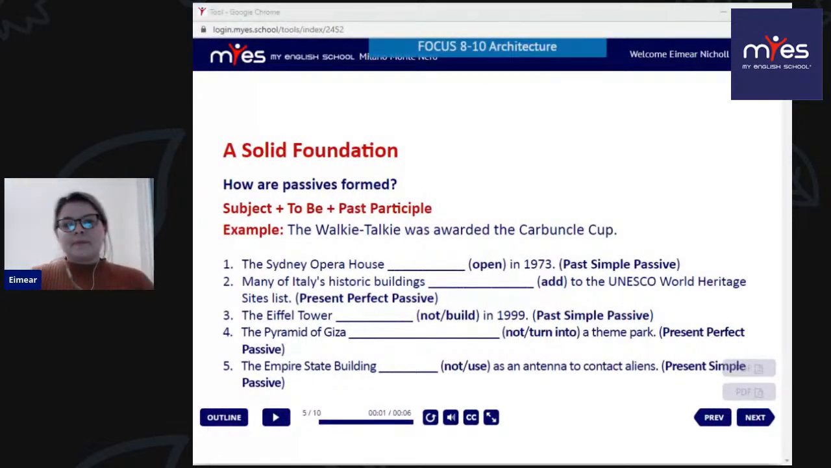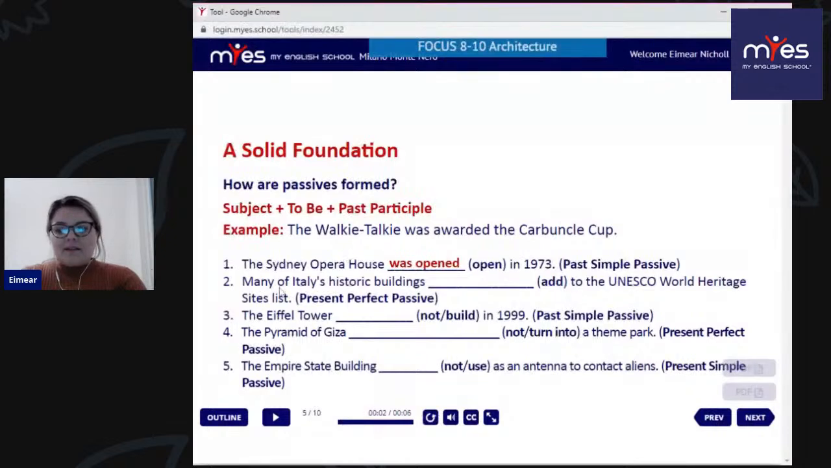Okay. How was it? Easy, hard? Okay, let's have a look. So, the Sydney Opera House, past simple passive, was opened. The Sydney Opera House was opened in 1973.